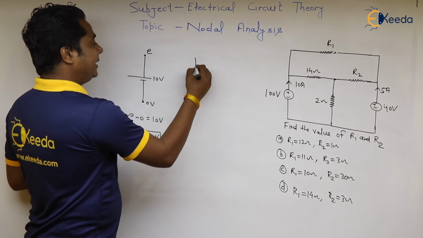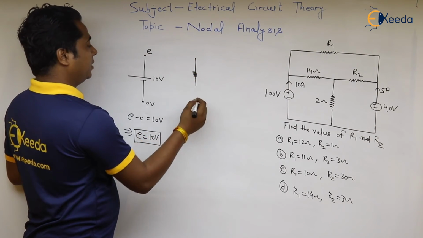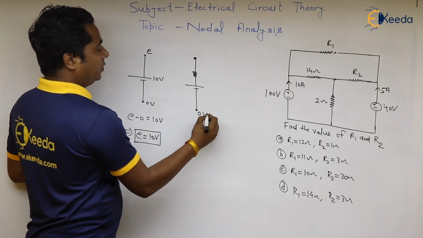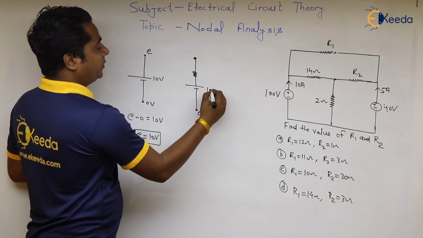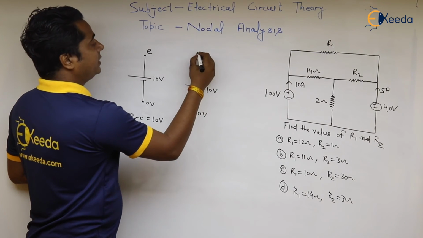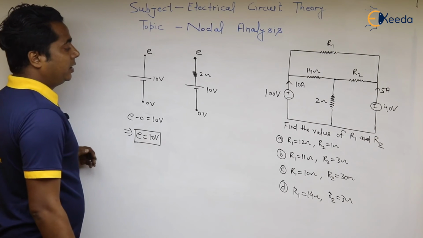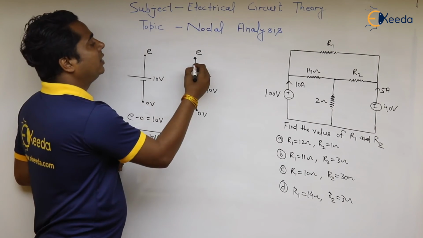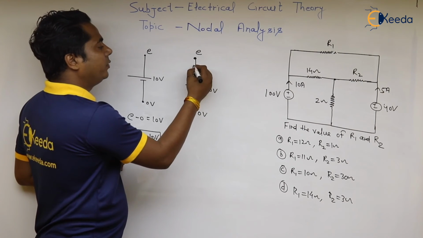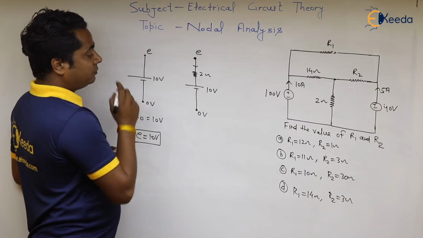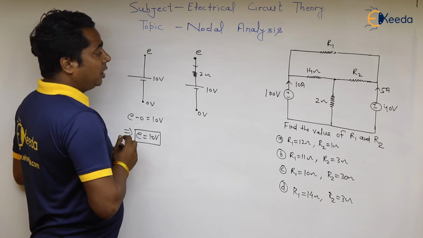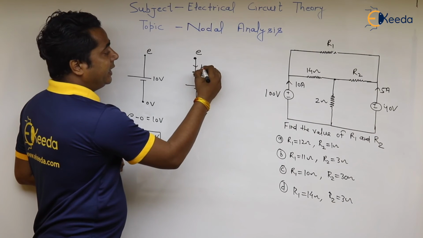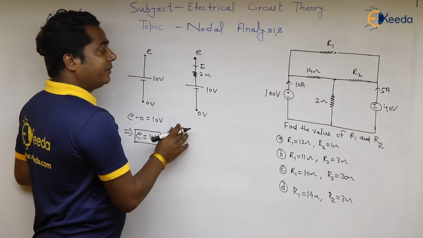But if it is written here like this, this is your 0 volt, this is your 10 volt, and this is your 2 ohm, and this is your E. And the current is flowing, either upward or downward. Let us assume downward. So if we write I, then what will be the value of I?